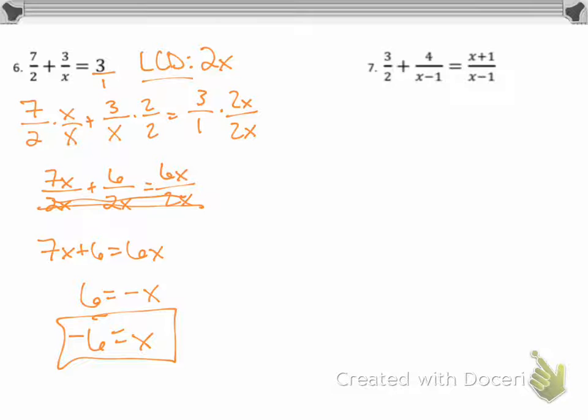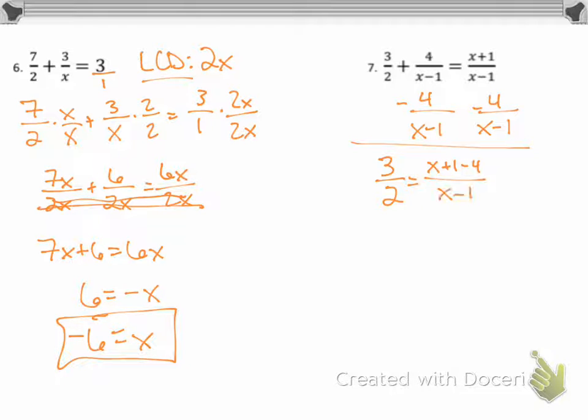Number 7 is where we can make this problem a little bit easier on ourselves because 2 of the 3 fractions have a common denominator. So what I'm going to do here is use some basic equation math and combine them that way. So I see the 4 over x minus 1 can combine with x plus 1 over x minus 1 because they have the same denominator. So I'm going to subtract 4 over x minus 1 from each side. 3 over 2 equals x plus 1 minus 4 over x minus 1. That would simplify to x minus 3 over x minus 1.